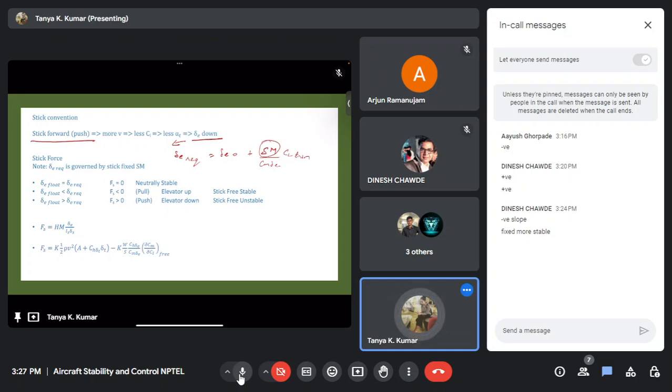So now the stick force is given by hinge moment into delta E by Ls into delta S. Hinge moment Hm, delta E is elevator deflection. What was Ls and delta S? I think we had gone over this, even sir has done this derivation. So what was Ls and what was delta S?